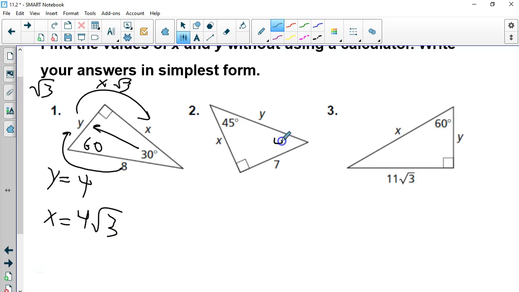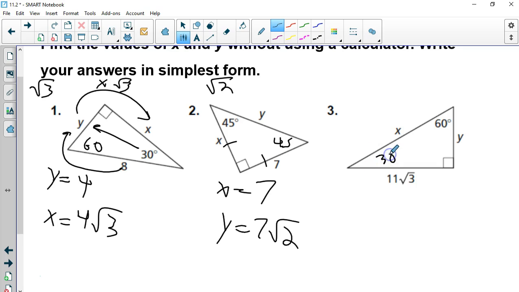Okay, this is a 45, 45, 90. So therefore, x is the same. These are both equal, so x is 7. And remember the magic number here is radical 2, so y equals 7 times radical 2. And we're timesing because we're going to the bigger side.